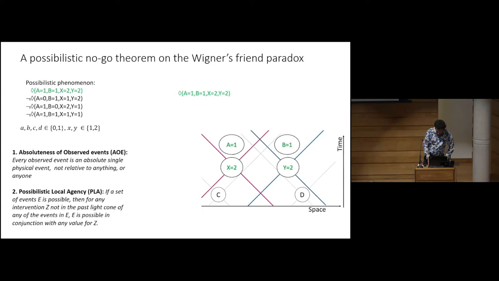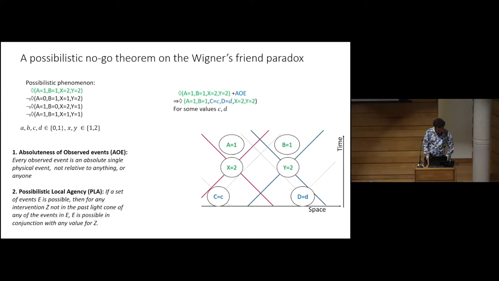So now, okay, first line, I put these events into the space-time diagram. So this can happen by the first line. Absoluteness of observed events implies that it should be possible in conjunction with some values of C and D, maybe more than one possibility, but at least for some.